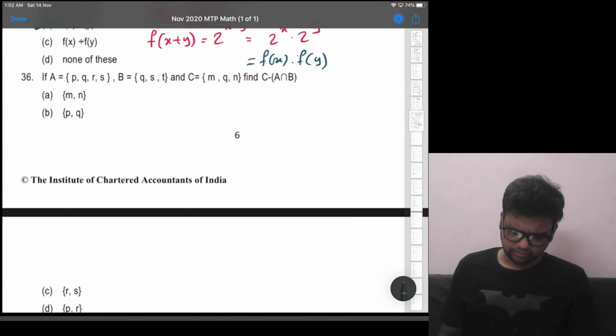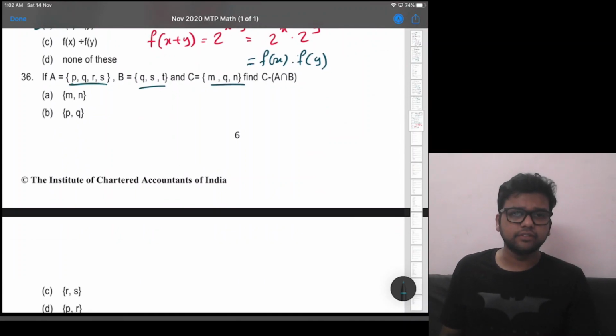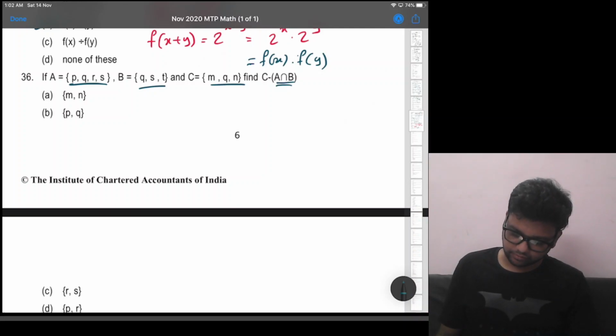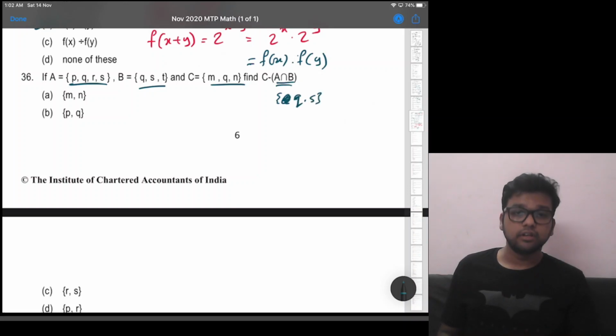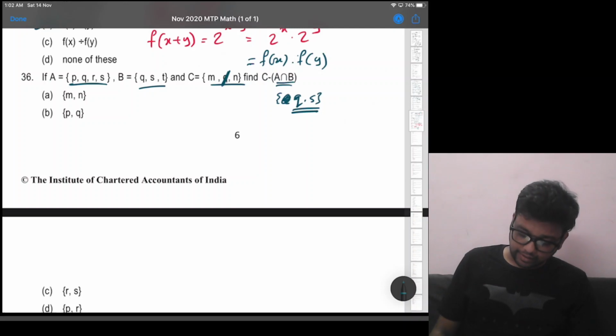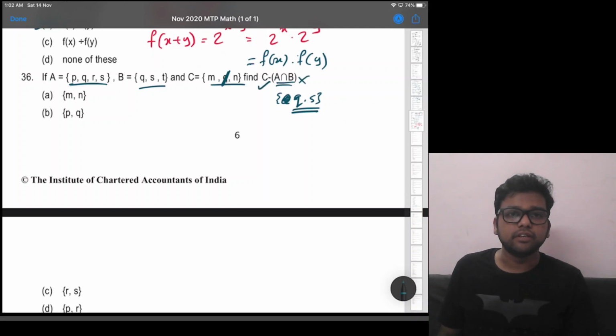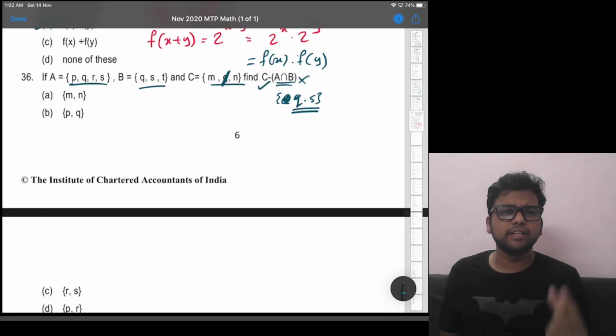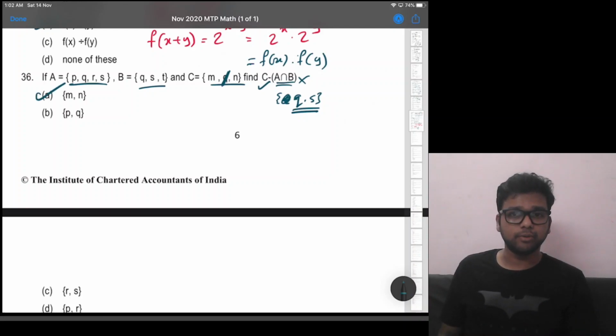36, sets. Simple. A, B, C is given. Find C minus A union B. A intersection B. What is A intersection B? Q, S. Q and S. C minus A intersection B means what? Whatever is in A intersection B will have to be removed. That means Q will have to be removed. That is, it is in C but not in A intersection B. So Q will have to be removed. Only M and N will remain. Option A will be the correct answer. M comma N.